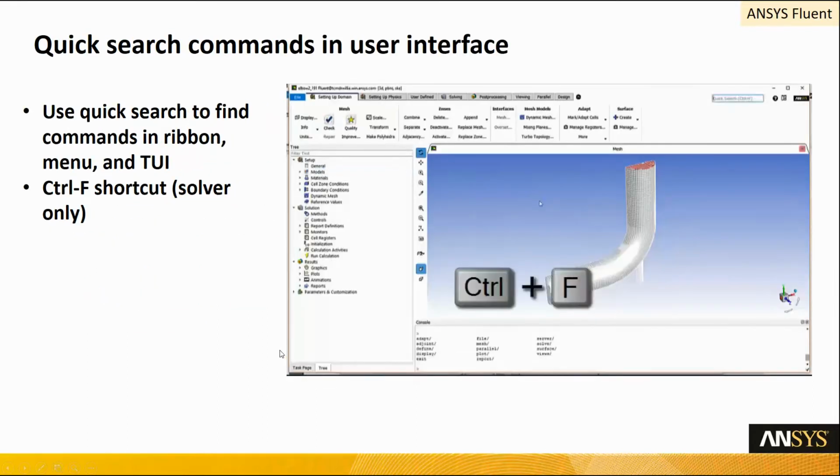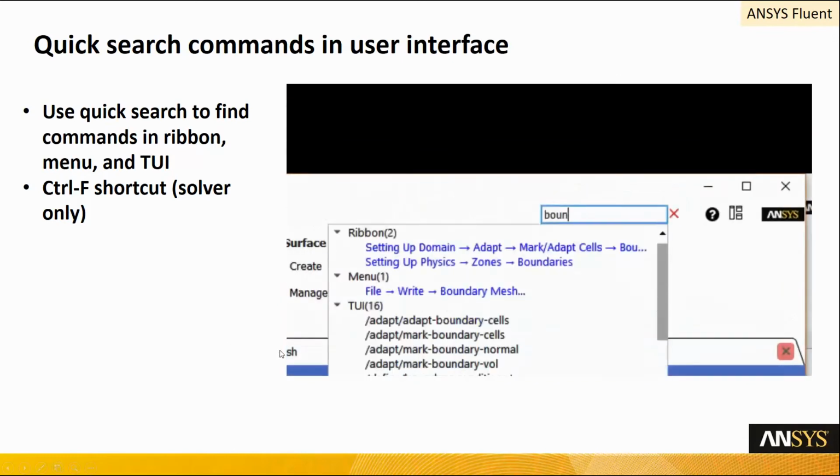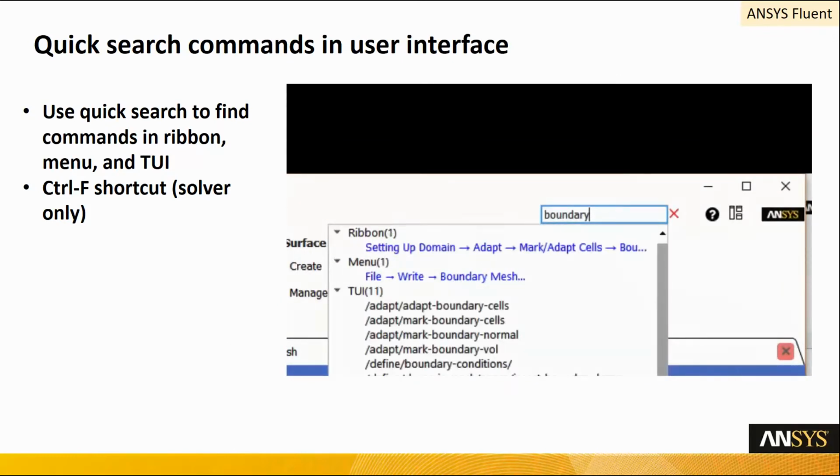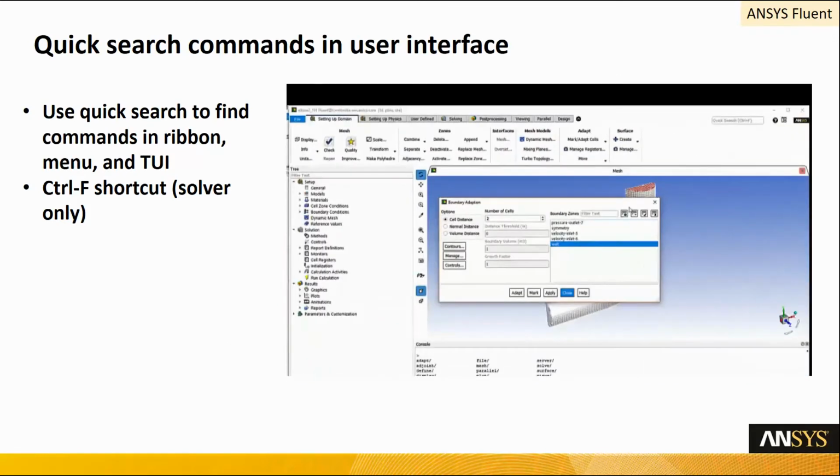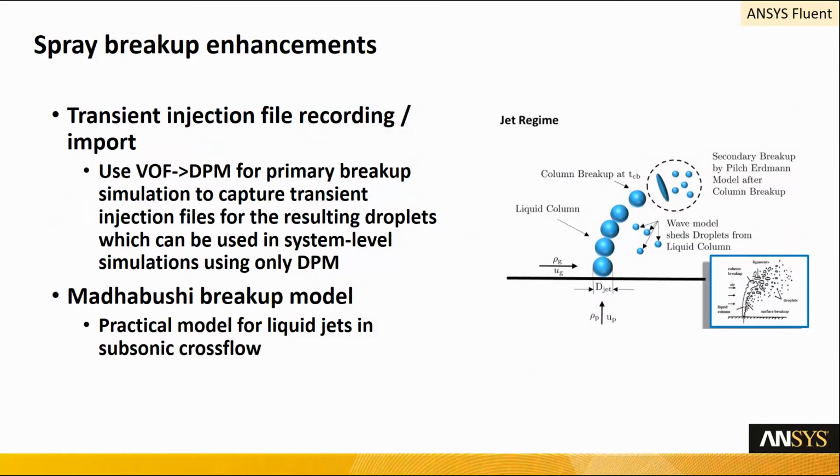There's now a new quick search command so that you can go and search for keywords. Those could either be keywords from the tree or in the TUI, and it now makes analyzing and finding stuff in a complex model much easier.